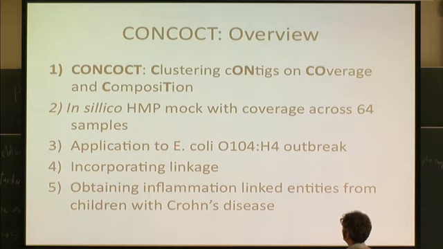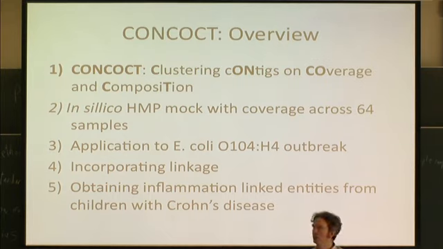Okay, so this is an overview of what I'm going to talk about. I'll describe the algorithm itself that we call CONCOCT. It stands for clustering contigs on coverage and composition, because we incorporate both this co-occurrence information and this genome signature information in a way that I will describe. And then I've got an application of this to an in silico test data set, which we've used for benchmarking the program. I should say that a lot of this has been done in collaboration with Nick Loman, who's also here, and various other people.